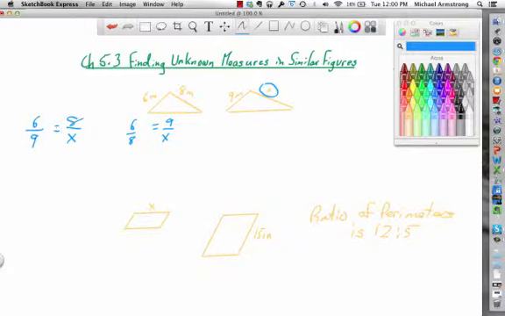So cross products is 9 times 8, which is 72, is equal to 6x. And then you divide by 6. 6 times 10 is 60, which leaves 12, so 6 times 12 is 72. So that works. So x is equal to 12. 12 meters in this case.